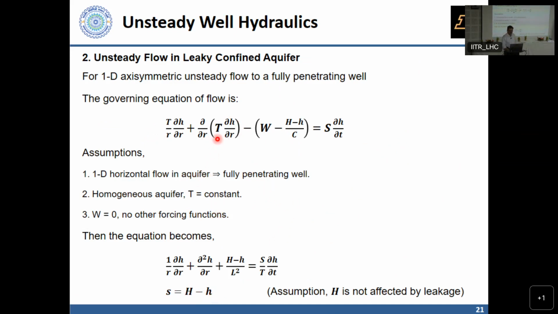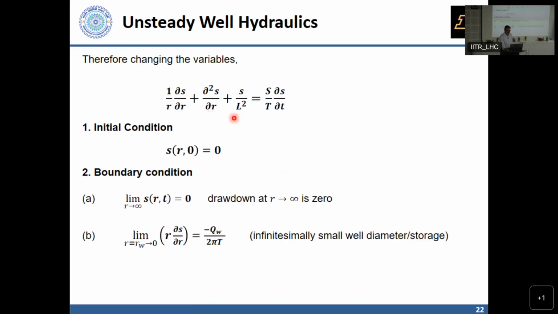And in this case, we have realized that the transmissivity is a constant. We will get an equation like this. The initial condition is at time t equals 0, drawdown is 0 everywhere. We apply the boundary condition that at some distance infinitely away, drawdown is 0. At the well, the drawdown is given, and that is going to depend on how much water we are pumping from the well.